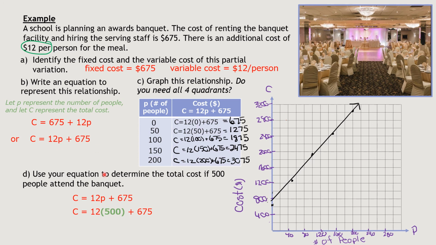We put 500 in for P. The only way you'd put it in for C would be if the question said you have $500 to spend. You know, your total cost is 500. How many people can you have? Then you would put the 500 there, but you would be out of luck because you need 675 just to pay for the building. So that goes there. We multiply and add it up, and we get 6,675.